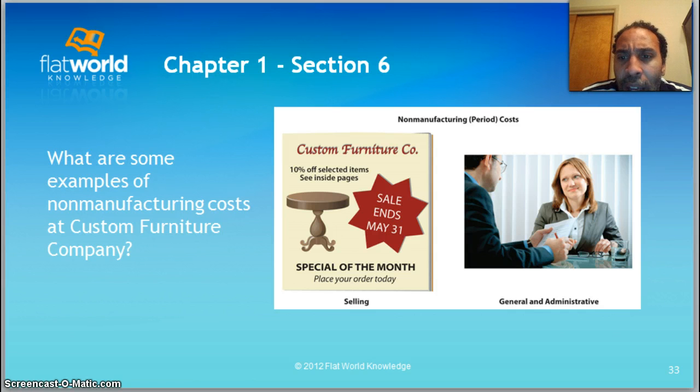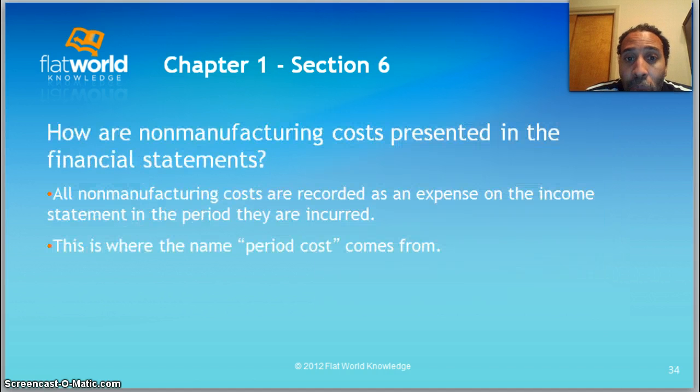Then on your right, you see general and administrative, right? You need human resources because if you don't have appropriate human resources, the company will get sued, all kinds of different things will happen. So although they're not bringing money into the company, they're making sure that money doesn't go out of the company. So how are non-manufacturing costs presented in the financial statements?